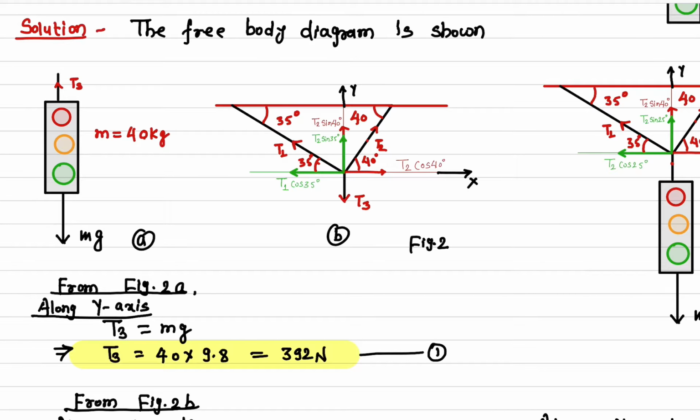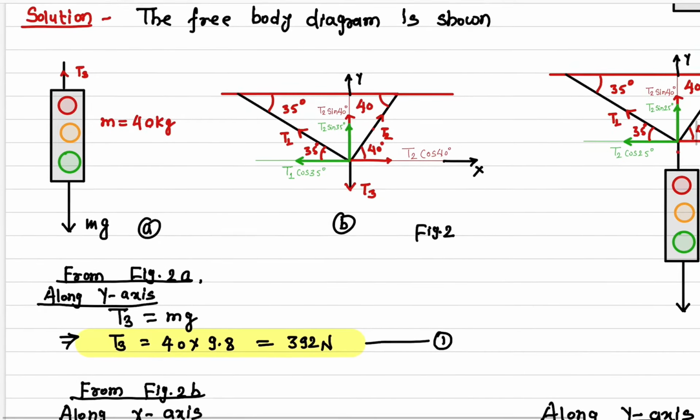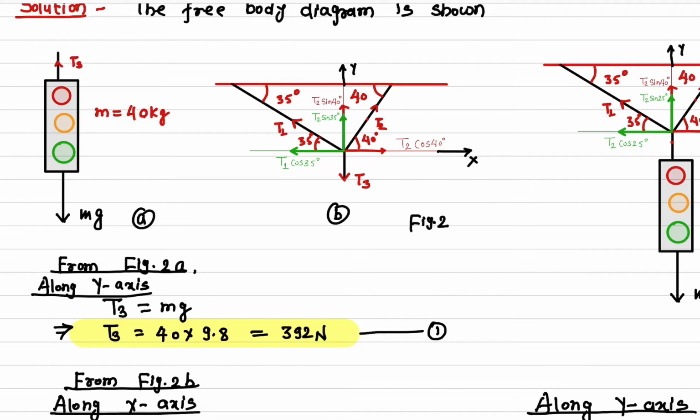So at this point, this force, the mg, and the tension T3 have to be equal and opposite, because these two are in opposite directions, so the magnitude has to be equal. So I have written down the equation: T3 is equal to m times g. The mass is given as 40 and g is 9.8. If you multiply them together, you will get 392 Newton. The unit for the tension is the Newton.